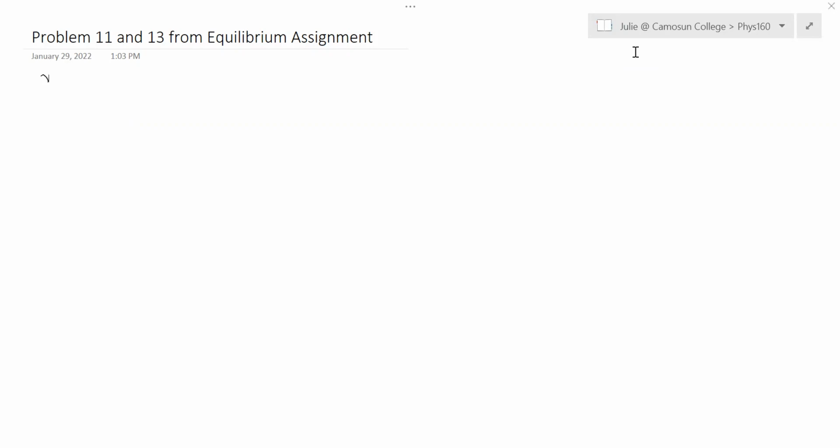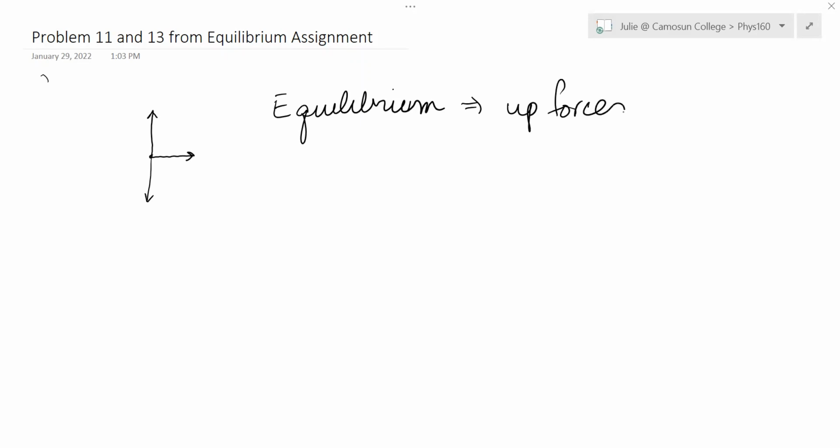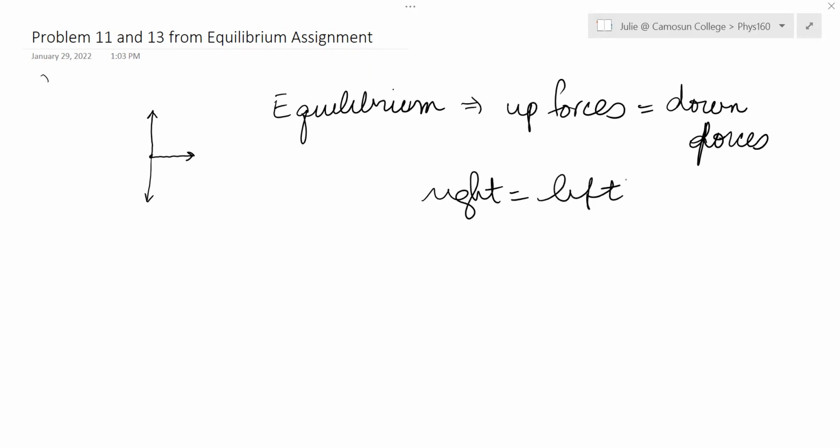So if you remember from the very first question on this assignment, it gave you sets of arrows and it asked you whether or not an object was in equilibrium. And if you recall, equilibrium means that the sum of all the up forces must balance or equal the sum of all the down forces. And also forces to the right equal forces to the left. I just say right equals left. Okay, and it was pretty obvious to you when it was not in equilibrium.